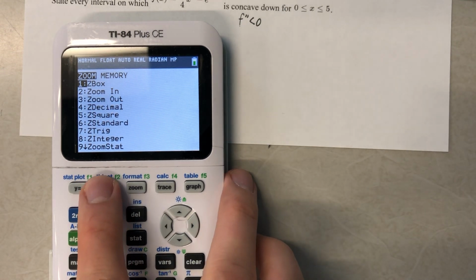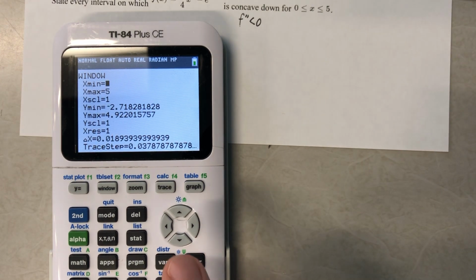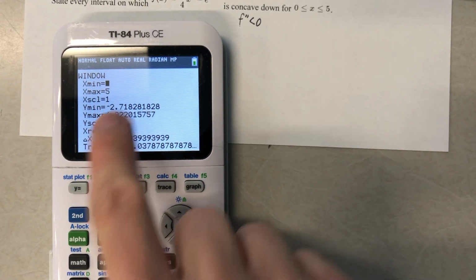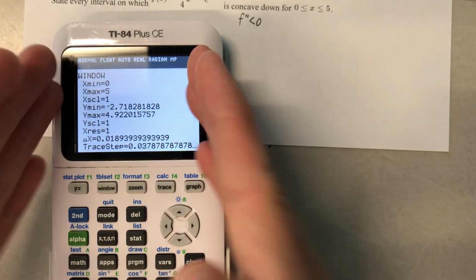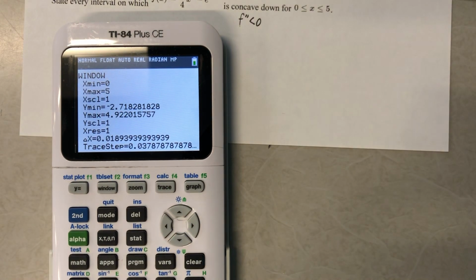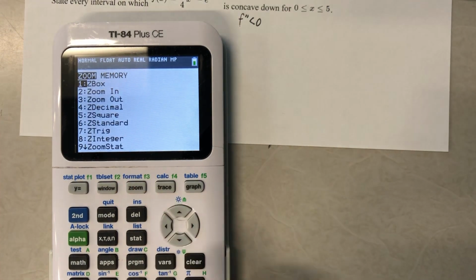Now, I'm going to press window. If you're following along and you don't have 0, 5 as your x minimum and maximum, do that, because it's going to take 0 to 5 and then find the highest, find the lowest, and adjust it accordingly. And it's going to take it a minute. So I might have to pull out finger puppets or whatever. So zoom 0 is zoom fit, and there it goes. And it's taking a while.